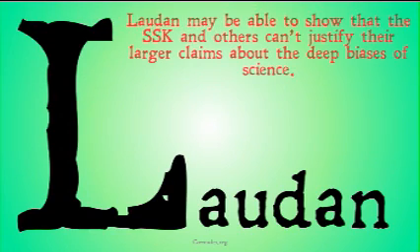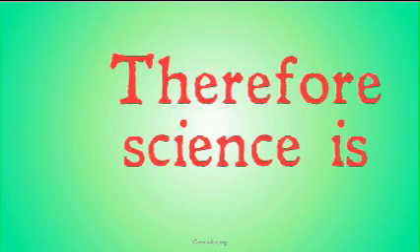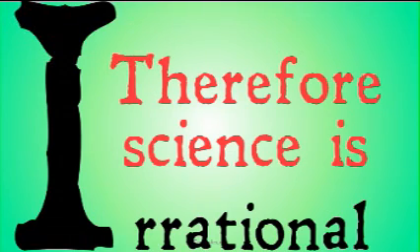Basically, Loudon may be able to show that the SSK and others can't justify their larger claims about the deep biases of science, that in fact, scientific theories are revised on the basis of political allegiances and all these other things. However, he's unable to demonstrate the rationality of science as he underestimates the depth of Quine's criticism, because he does not realize that scientific ampliatives are also part of our web of belief and also can be doubted. And so we are once again underdetermined as to what we should throw out in our web of belief. Therefore, science is irrational.